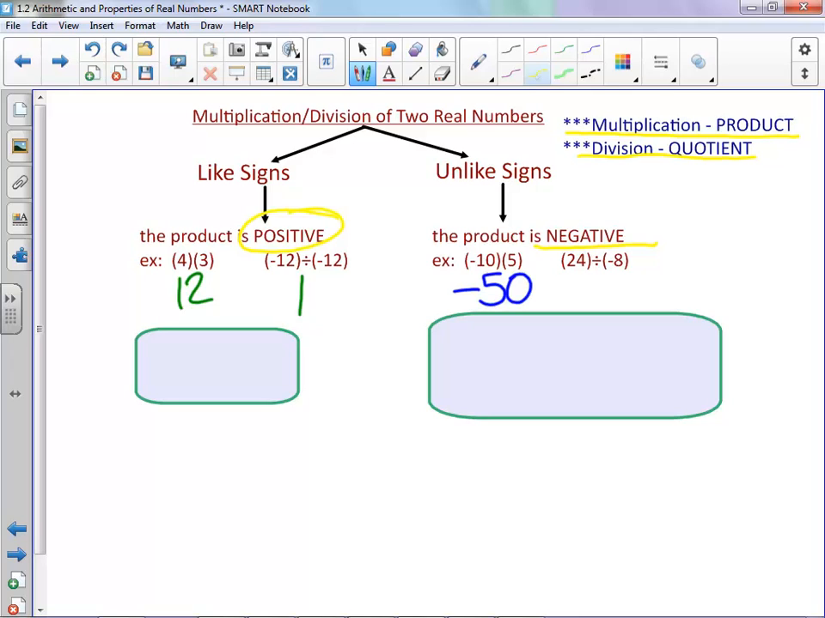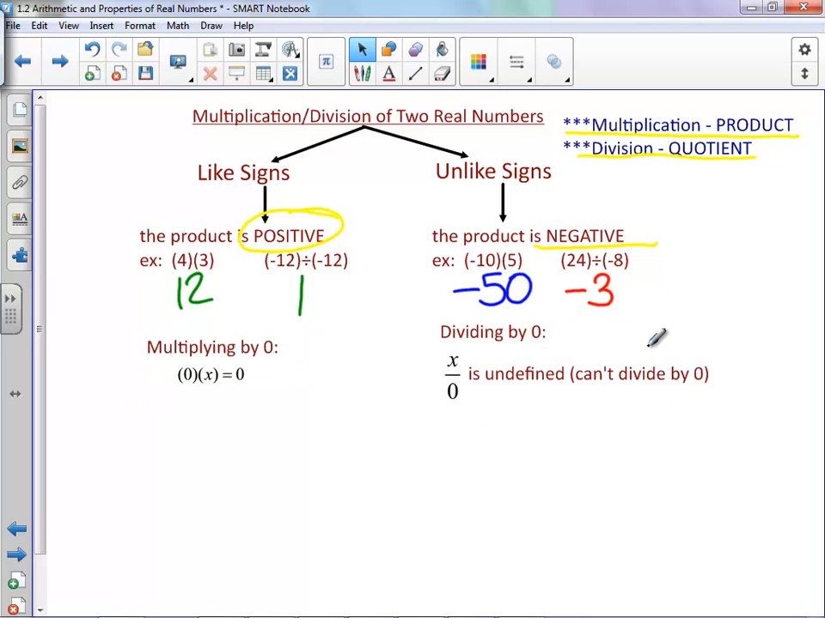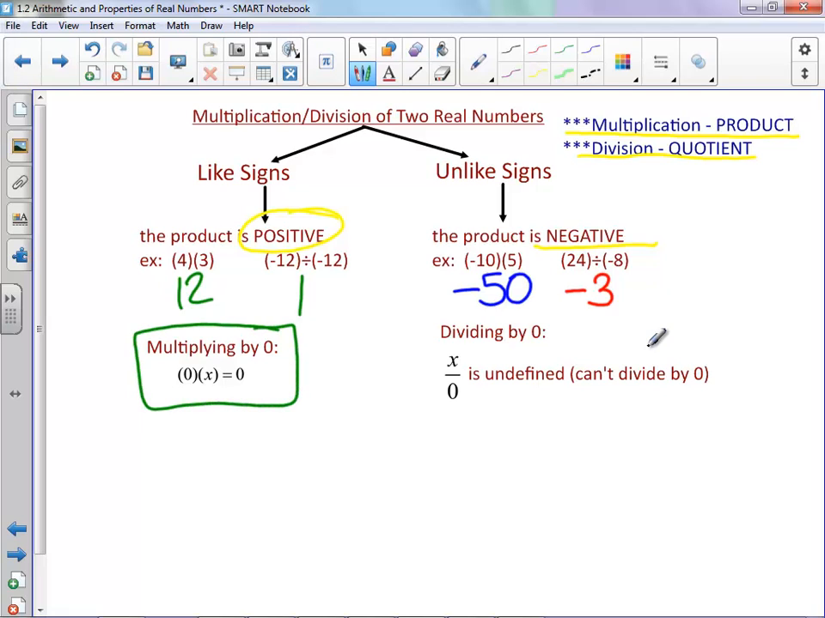Similarly, we have 24 divided by negative 8. Well, our answer is going to be negative because it's a positive divided by a negative. And 24 divided by 8 is 3. So negative 3. Notice anything times 0 is 0. So when you multiply by 0, the product is 0.